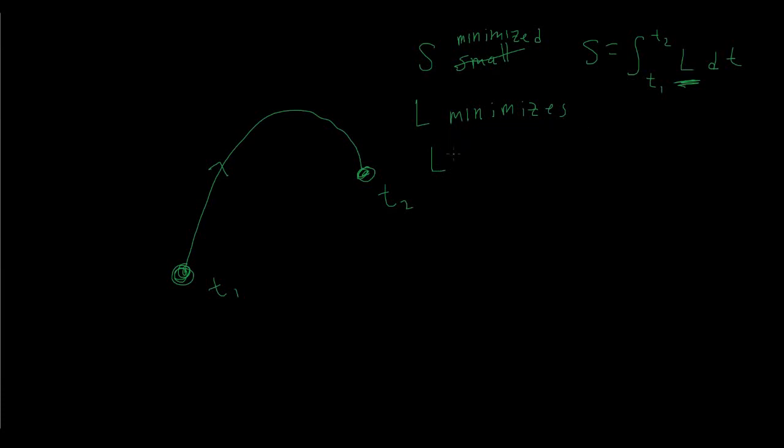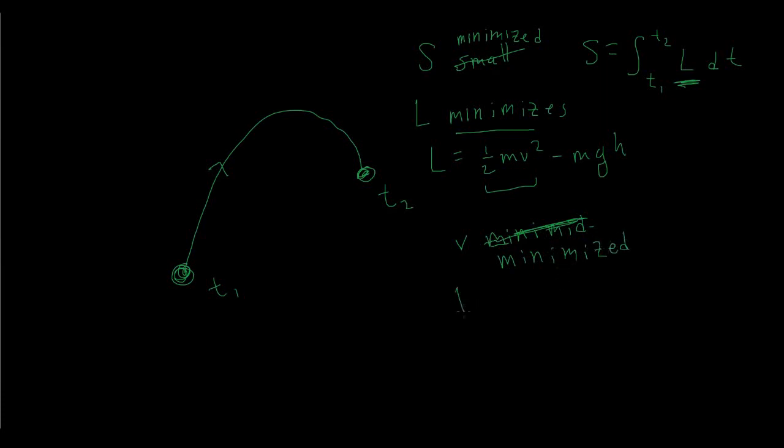And L, as we remember, is 1/2 mv squared minus mgh. So if we want to minimize L, then in general, because of this term, we want V to be minimized, V minimized. And we want H to be maximized.